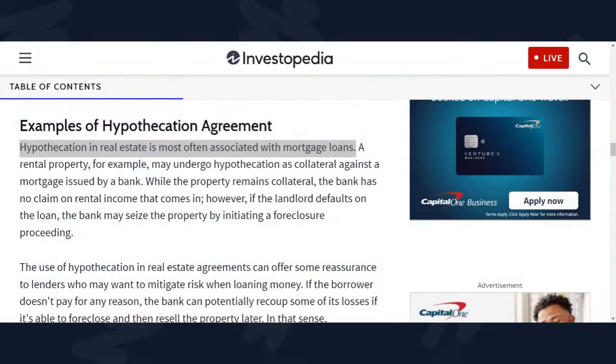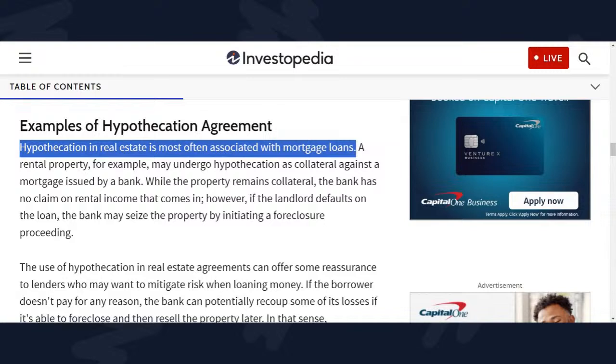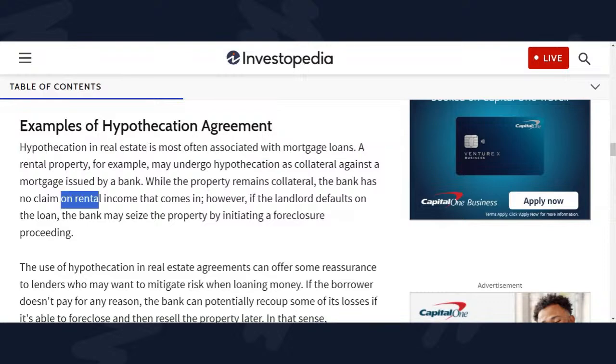But I believe my interpretation in transliteration, however you want to put it, I'm sure I'm pretty damn close. So a rental property, for example, may undergo hypothecation as collateral against a mortgage issued by a bank. While the property remains collateral, the bank has no claim on rental income that comes in. However, if the landlord defaults on the loan, the bank may seize the property by initiating a foreclosure proceeding.